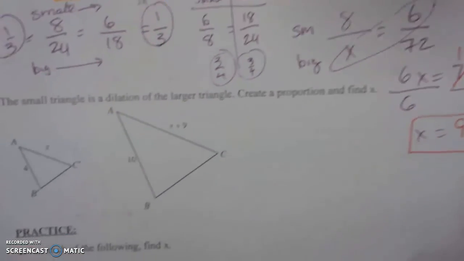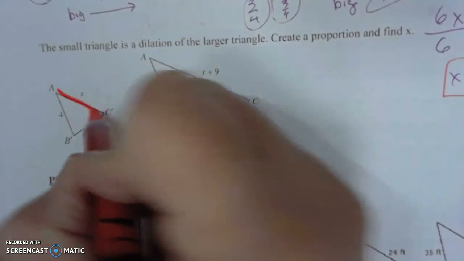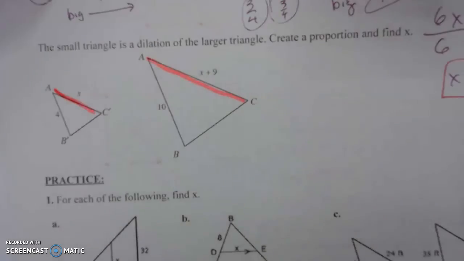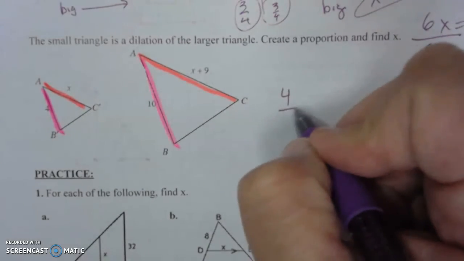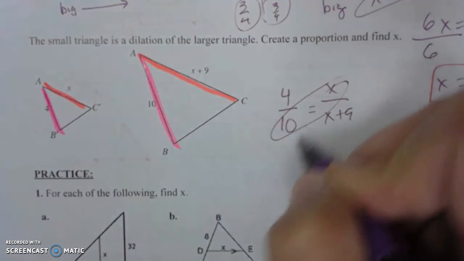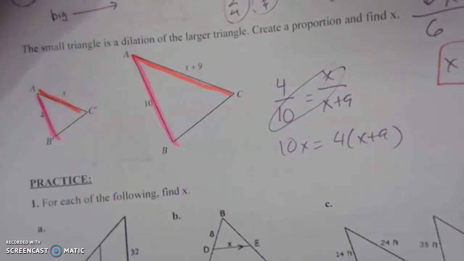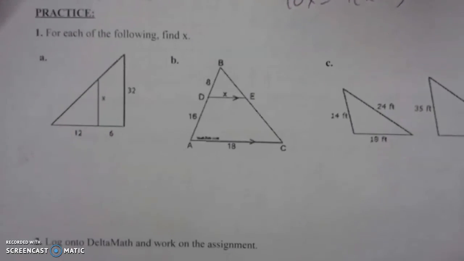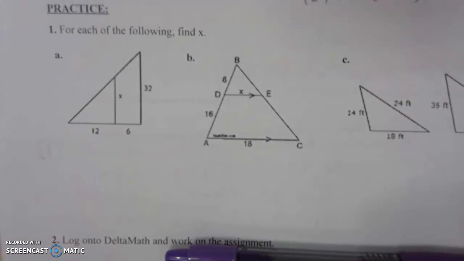All right. We're going to set up the proportion for these right here, and the best way to do it is to put the like terms together. This side and this side go together, and the 4 and the 10 go together. So keep my colors the same. If I do small over big, the 4 and the 10 go together. X over X plus 9. I'm going to do cross products. 10X equals 4 times X plus 9. You get to finish this problem for homework. Keep going. And these problems down here, you're going to set them up and set up the like terms together. All right? Good luck.